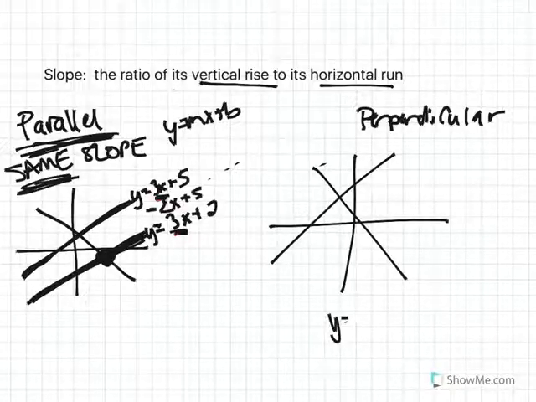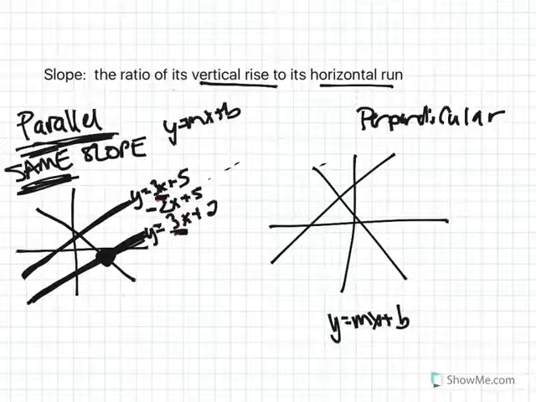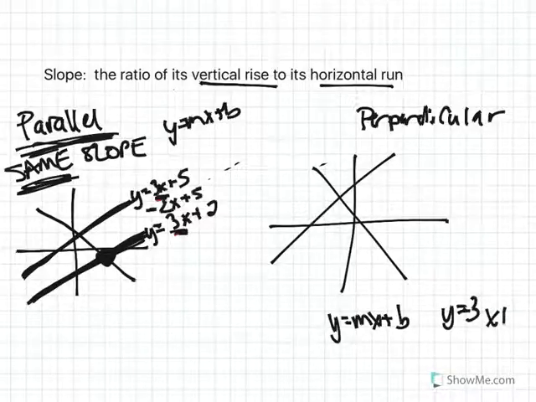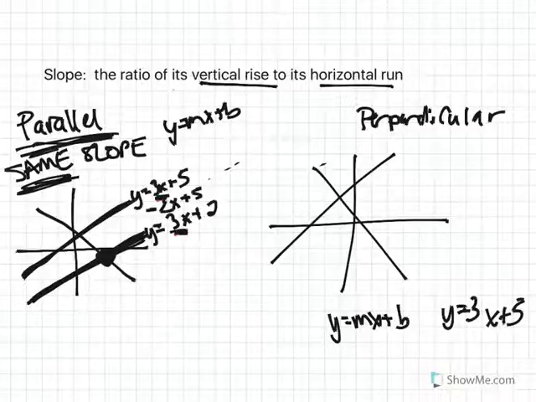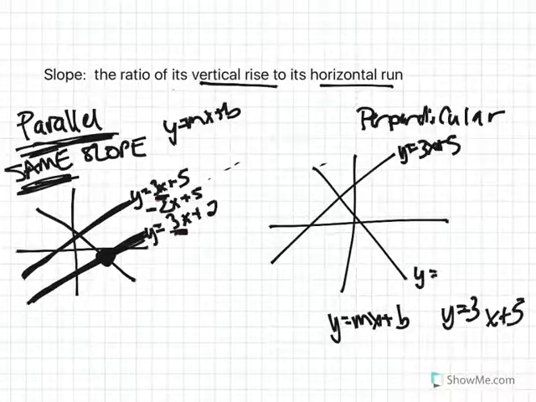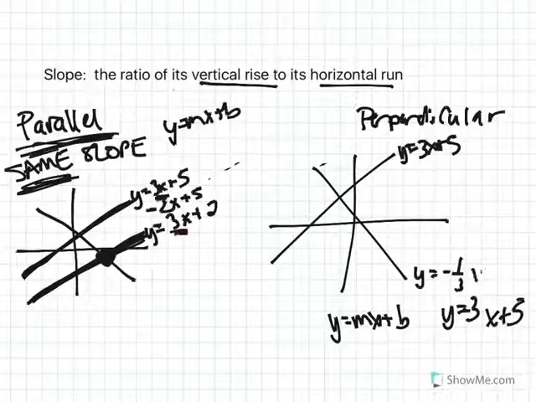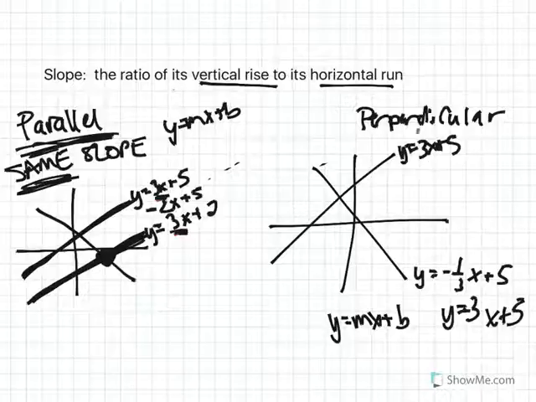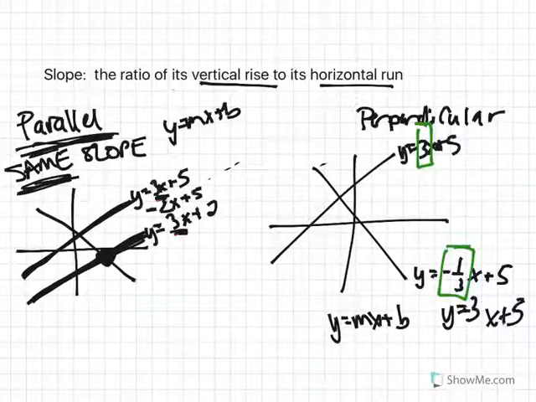How do we know if a line is perpendicular to another line? Well, the slope of one line would be maybe y equals 3x plus 5. Let's say this is y equals 3x plus 5. The slope of this line, in order for the 2 lines to be perpendicular, would have to be negative 1/3 x plus 5. Now, how did I get this number? How did this come about? Well, here the slope is 3, and here the slope is negative 1/3.